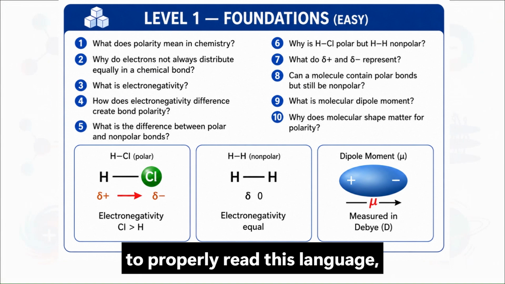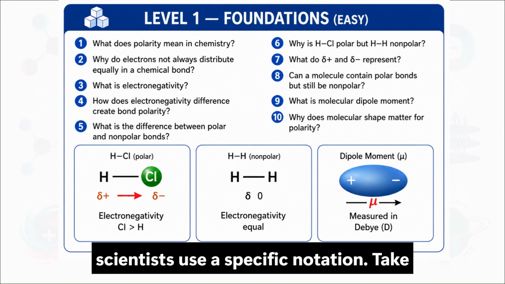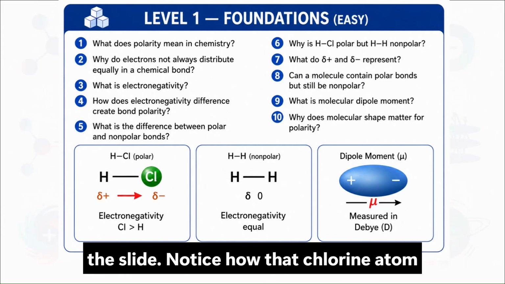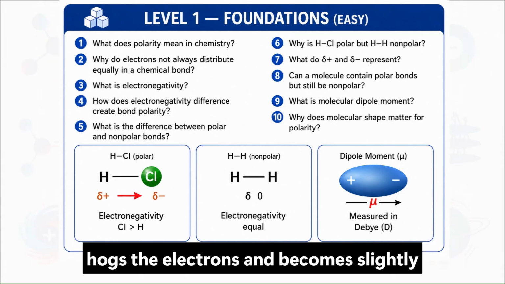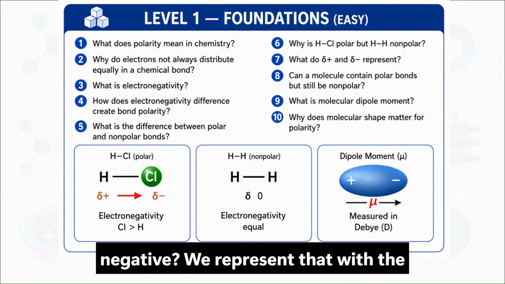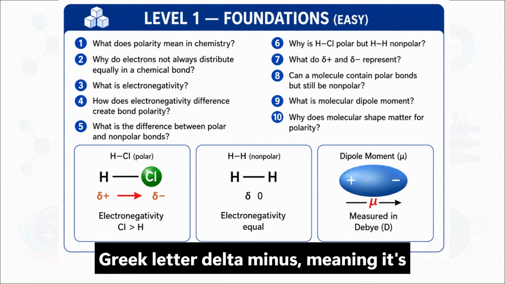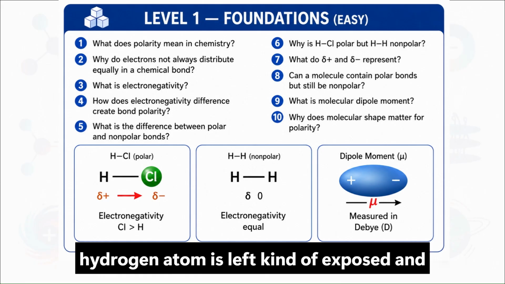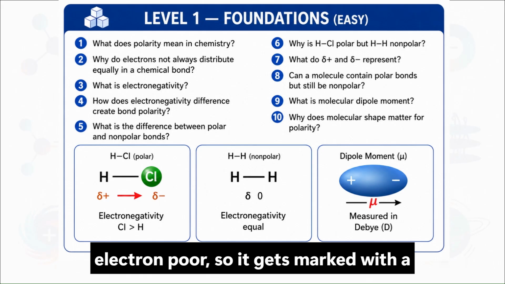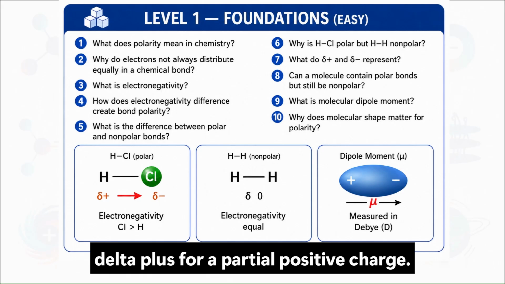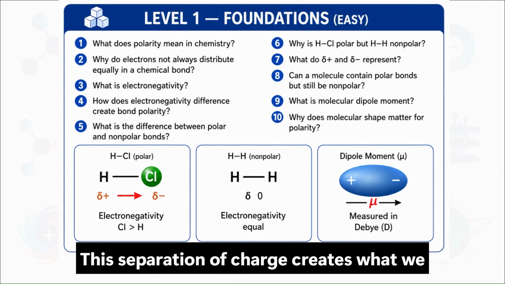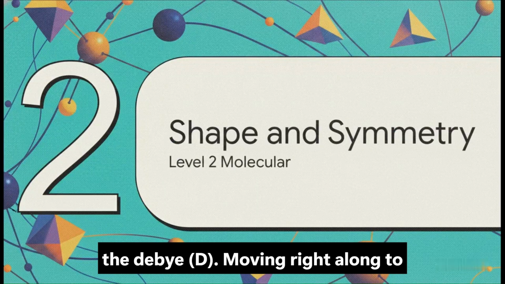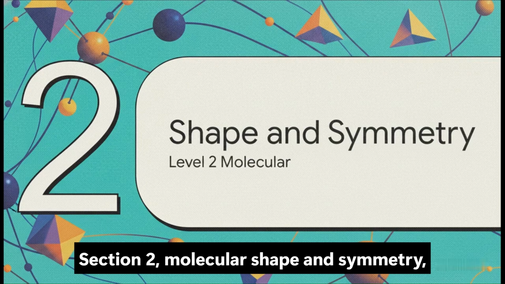Now, to properly read this language, scientists use a specific notation. Take a look at the quick key here on the slide. Notice how that chlorine atom hogs the electrons and becomes slightly negative? We represent that with the Greek letter delta minus, meaning it's electron-rich. Meanwhile, the poor hydrogen atom is left kind of exposed and electron-poor, so it gets marked with a delta plus for a partial positive charge. This separation of charge creates what we call a dipole moment, and scientists actually measure that in a unit called the debye.